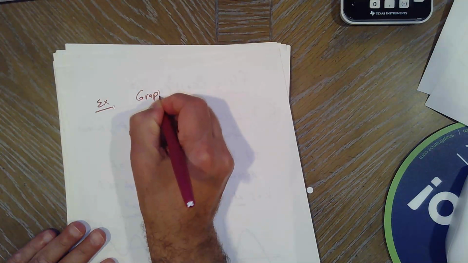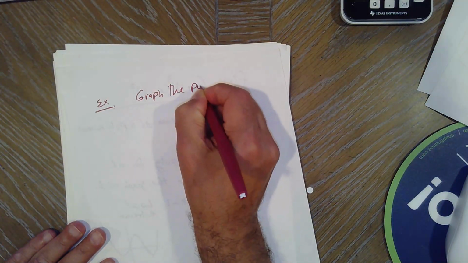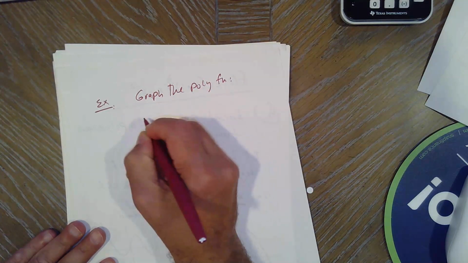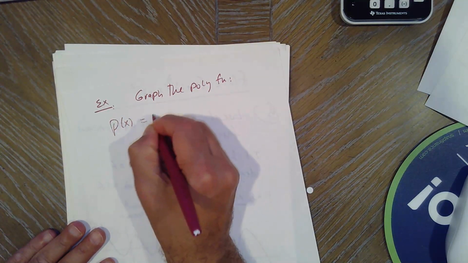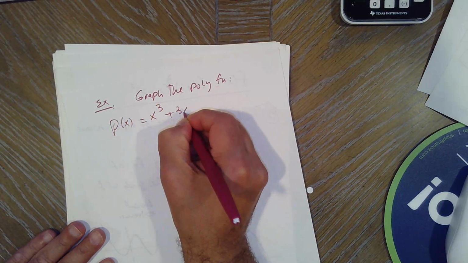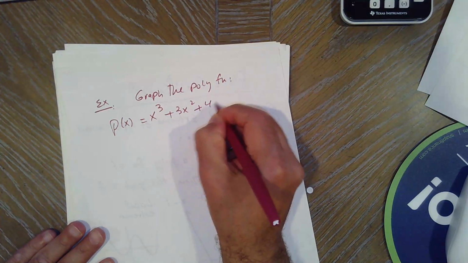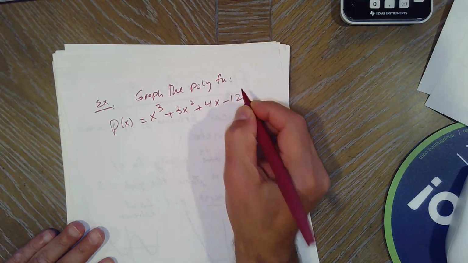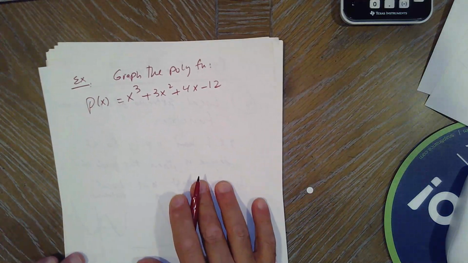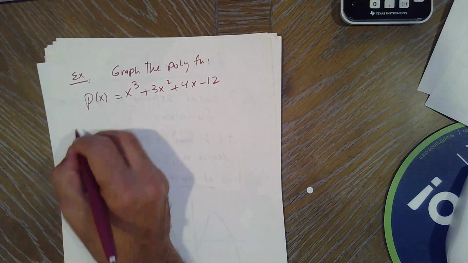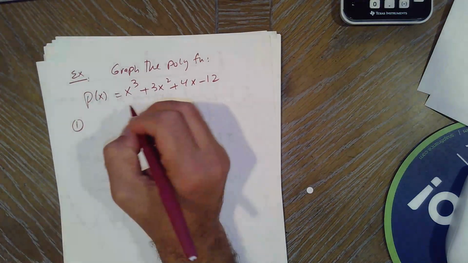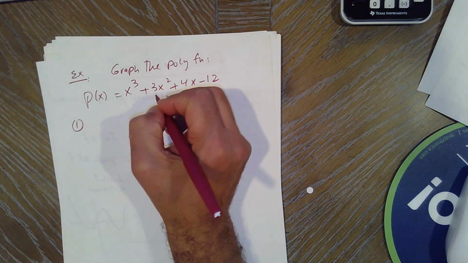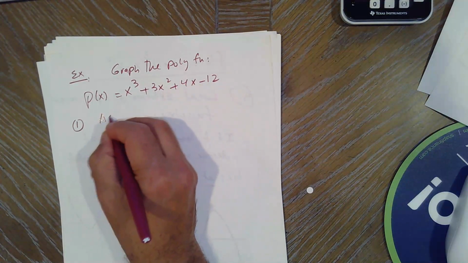So now we're going to piece all this together. We're going to graph the polynomial function based on what we know, x cubed plus 3x squared plus 4x minus 12. Remember, the first thing we're going to do is the end behavior as x goes to negative infinity.